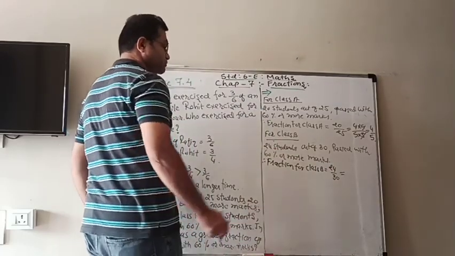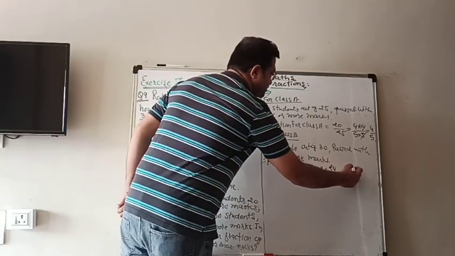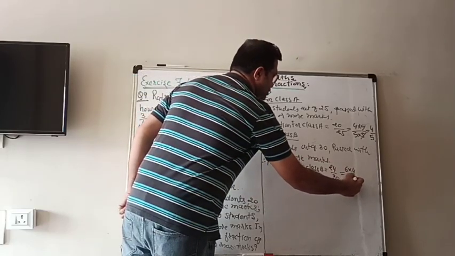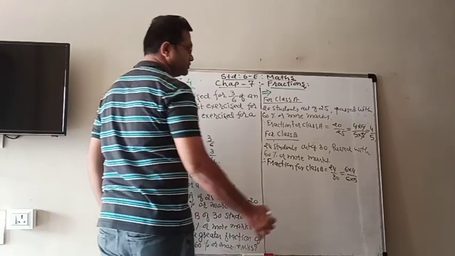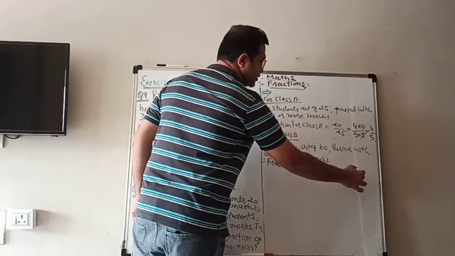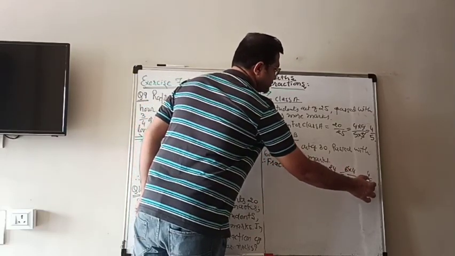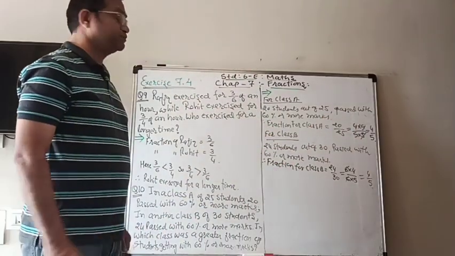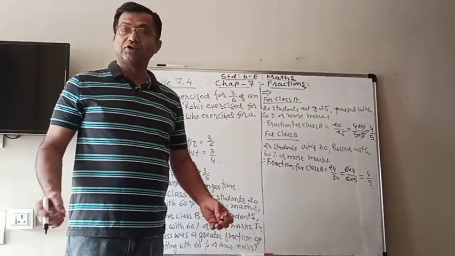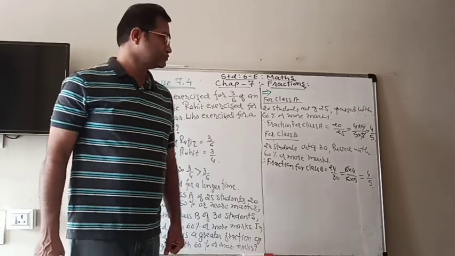So now 6 fours are 24, 6 fives are 30. So here you can see that both the fractions are equal now. Both have the equal fractions.